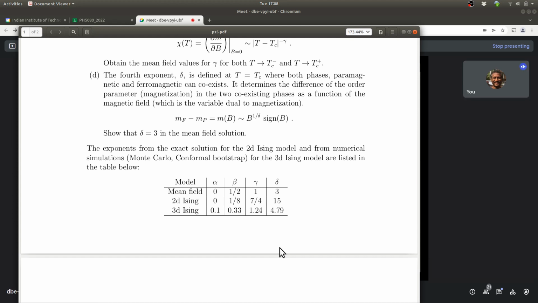So mean field is good for some fairly high dimensions. There is some critical dimension, and I think it's 4. But you can see that the mean field answers don't work in 2D and 3D. I'm drawing this table here because it is a table worth keeping. We'll be doing some other problems where we look at these exponents again, and they will appear again.